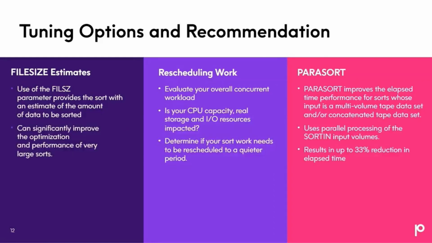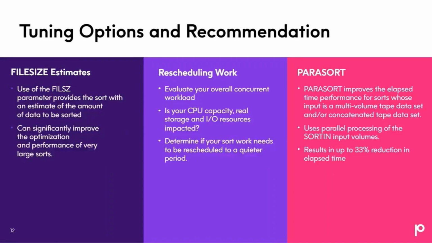There's a point beyond which work cannot efficiently be done concurrently on a given system. The CPU capacity, real storage, and I/O resources on a system are also finite. Once the saturation point is reached, either more resources are required or work needs to be rescheduled during a slower period.